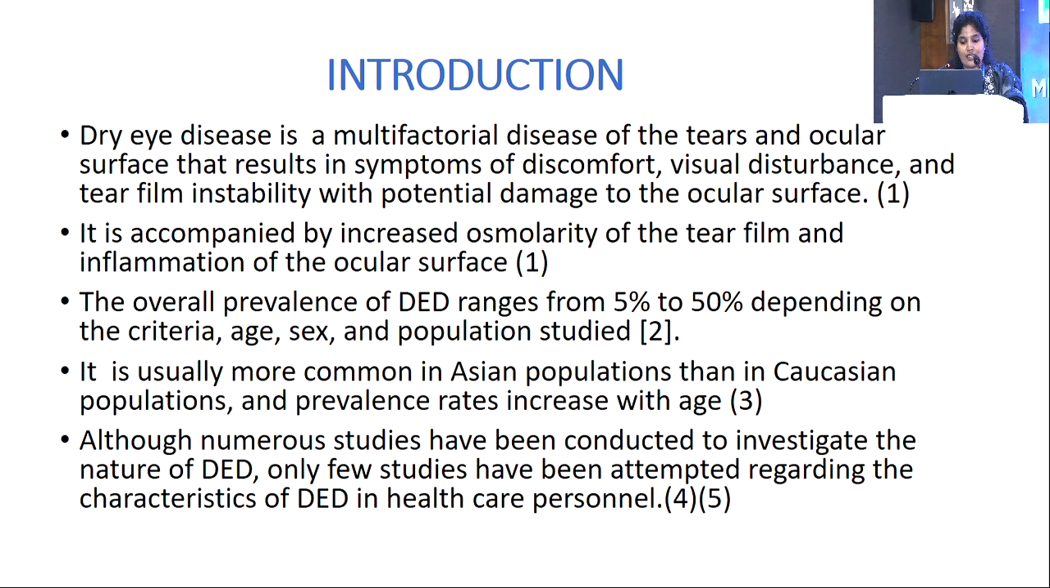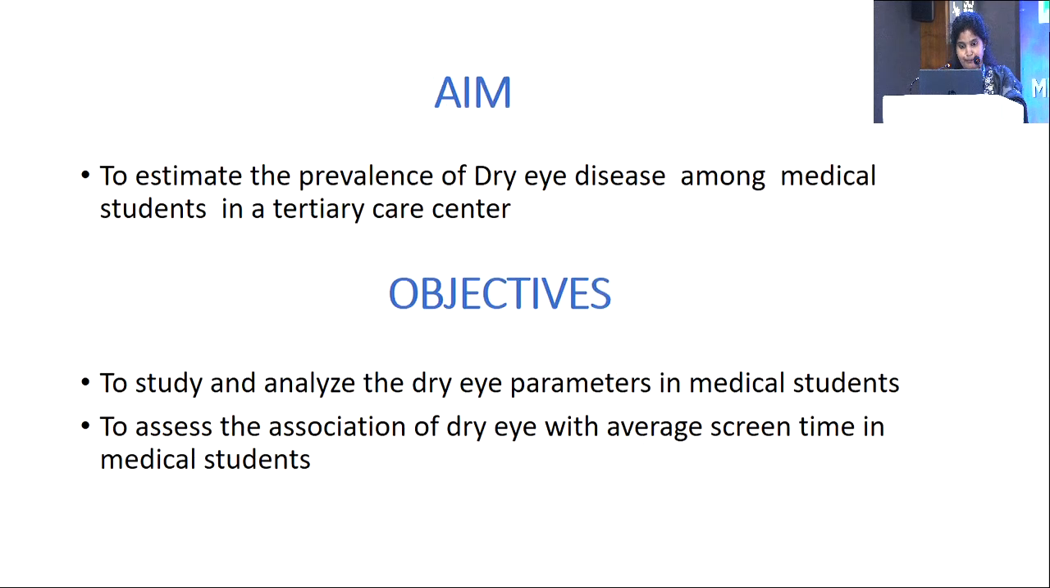It is usually more common in the Asian population than in the Caucasian population, and the prevalence rate increases with age. Although numerous studies have been conducted to investigate the nature of dry eye disease, only a few studies have been attempted regarding the characteristics of dry eye disease in healthcare personnel. The aim is to estimate the prevalence of dry eye disease among medical students in a tertiary care center.